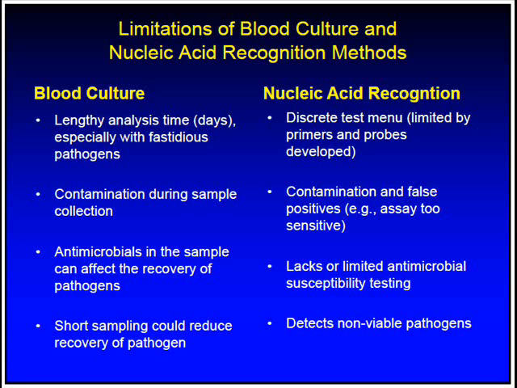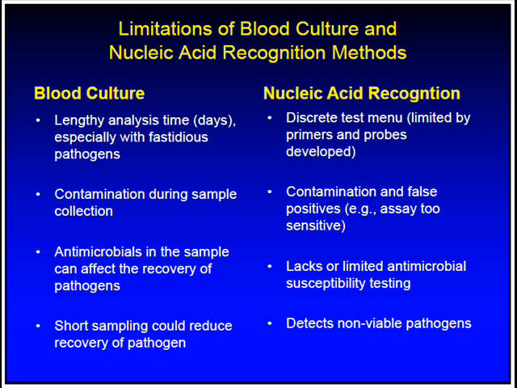The key source of contamination often is in the sample collection step, what is called the pre-analytical step. The presence of antimicrobials in the blood sample can reduce the recovery of the organisms by culture. Short sampling, that is, not collecting sufficient sample volume, also can decrease your chance of recovery of the pathogen.